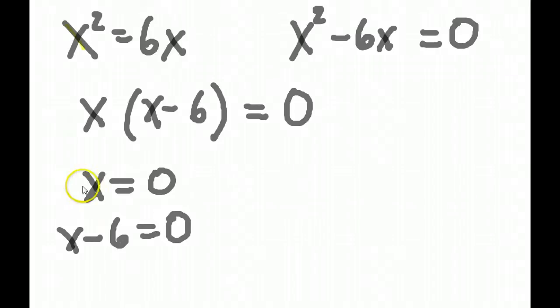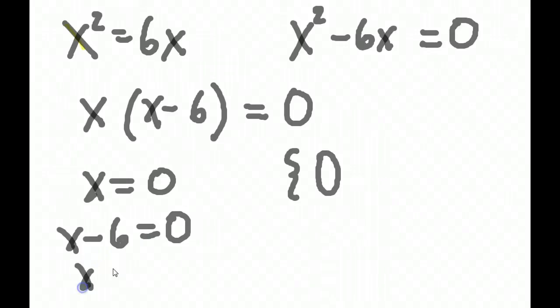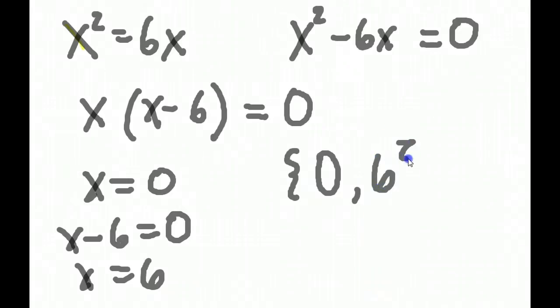So we want everything to be just x equals. Get the x by itself. Our first one is there, so we have an answer set of 0. And now with x minus 6, what would it be? When we want it to be x equals whatever. X equals 6? Exactly, x equals 6. So we'd write this as open brace, 0, comma, 6, close brace.